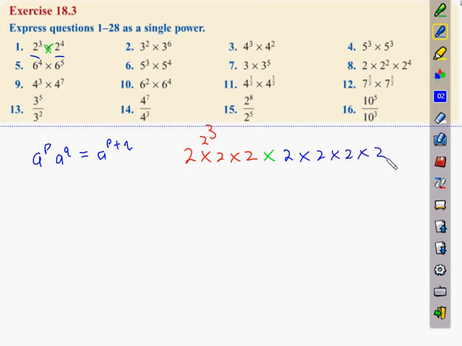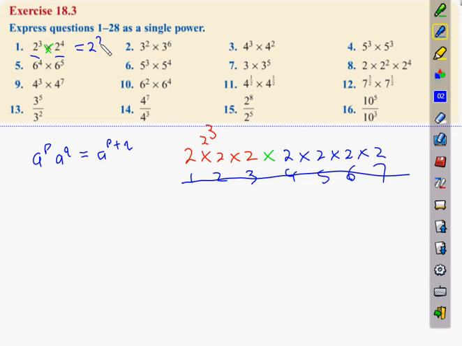Now, long story short, how many 2's are we multiplying by each other now? Any idea? 1, 2, 3, 4, 5, 6, 7. 7 2's are being multiplied by each other. And guess how we write that? 2 to the power of 7.